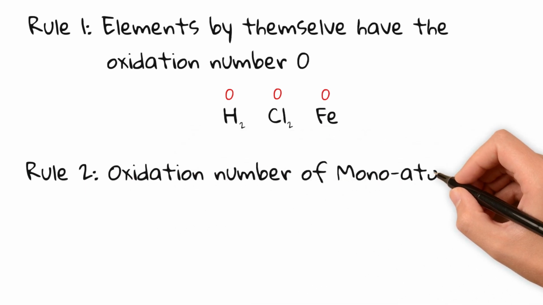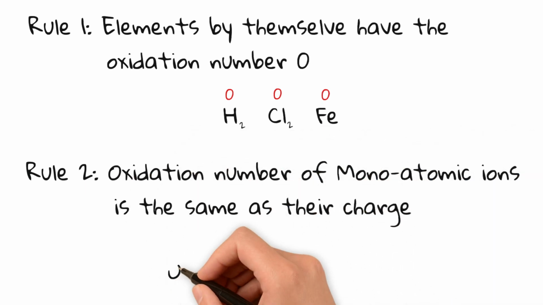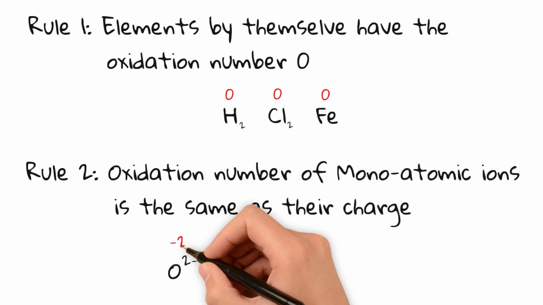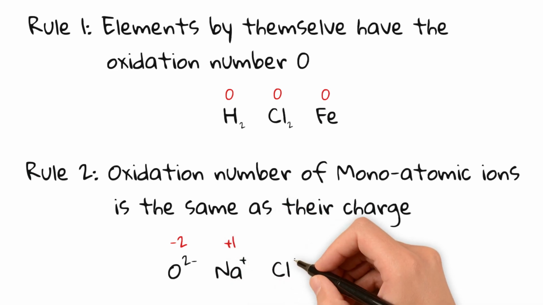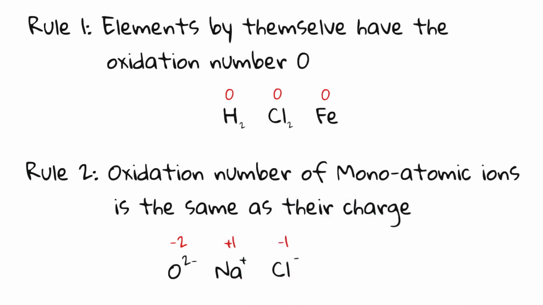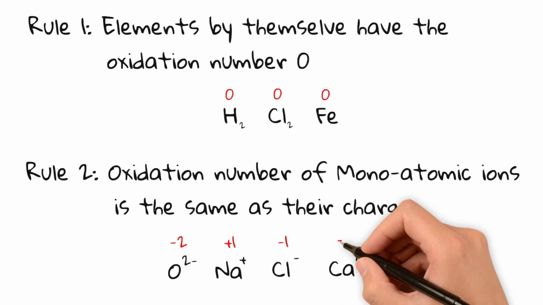Rule 2. Monoatomic ions. For ions, the oxidation number is the same as the charge. So Na+ has the oxidation number +1. Cl- has the oxidation number -1. It's quite easy.